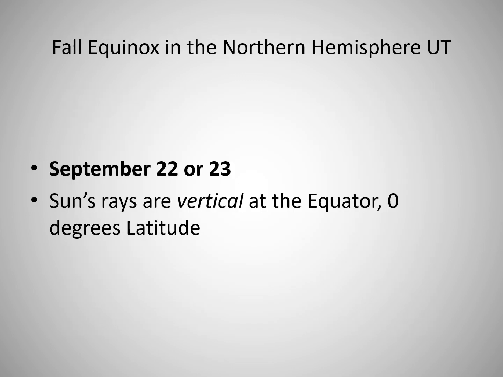Okay, so how about our equinoxes? The fall equinox is going to occur on September 22nd or 23rd. And where will the sun's rays be vertical? This time they'll be vertical at the equator, 0 degrees latitude.